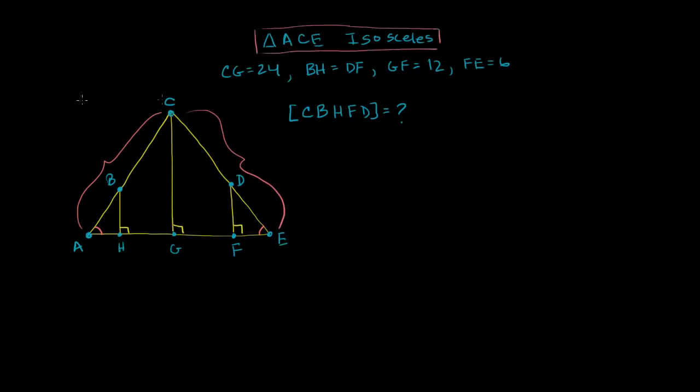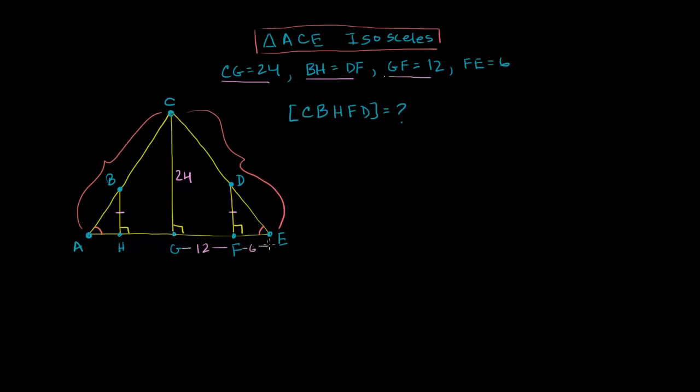Then they give us some more information. They say CG is equal to 24. So this is CG right over here. It has length 24. They tell us BH is equal to DF. So those two things are going to be congruent. They're going to be the same length. Then they tell us that GF is equal to 12. So this is GF right over here. That's that distance right over there. And then finally they tell us that FE is equal to 6.